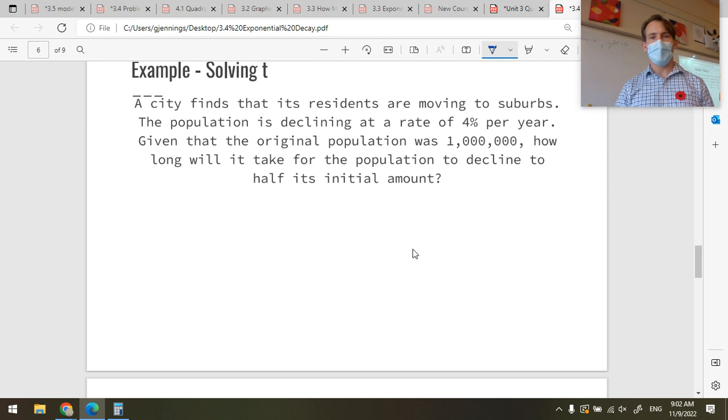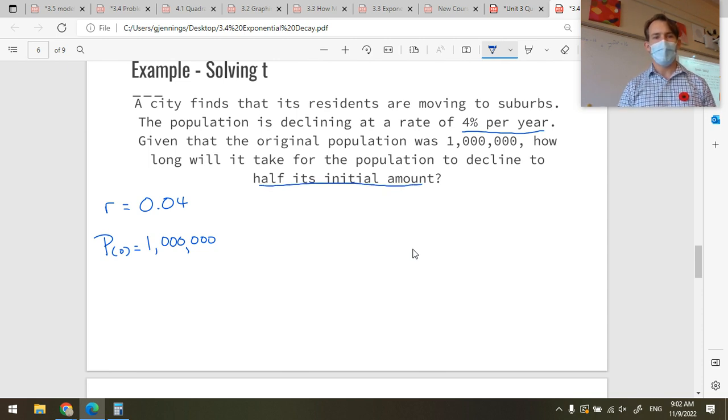A city finds that its residents are moving to the suburbs at a rate of 4% per year. So there is our R equals 0.04. That's 4% as a decimal. Given that the original population was 1 million, so the population at 0 is equal to 1 million. That's the initial value. And then how long will it take for the population to decline to half of its initial amount? This is just A. That's the initial amount.